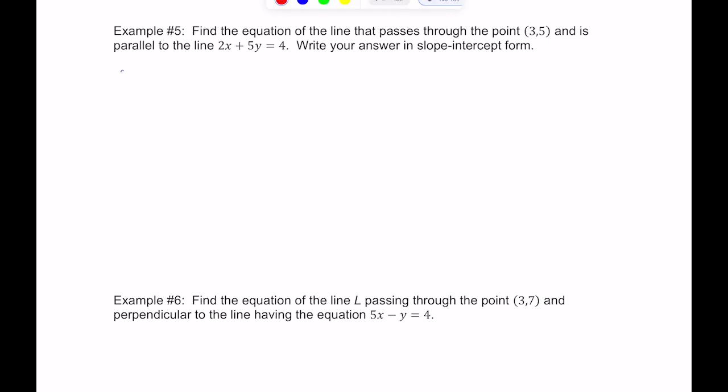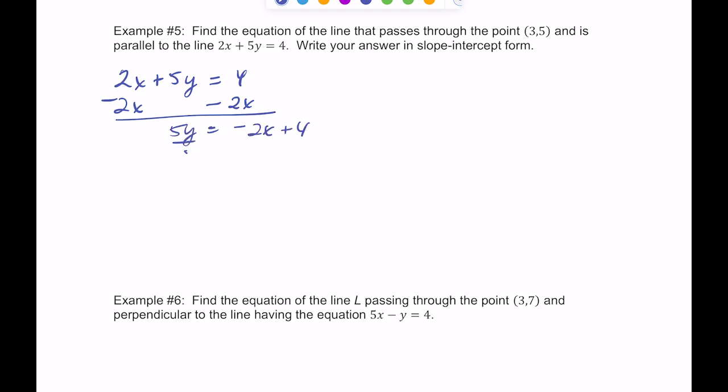All right, so that means I have a point and a slope, so I'm going to use the point-slope formula. Now, where's my slope at? It's found within this equation. So to find the slope, if you'll recall, we want to solve for y and put it in slope-intercept form. So we're going to subtract that.